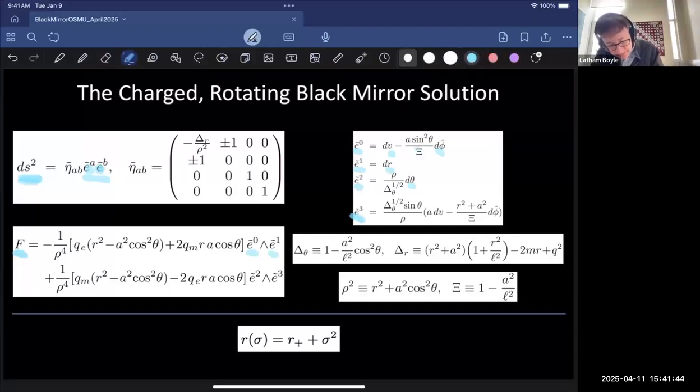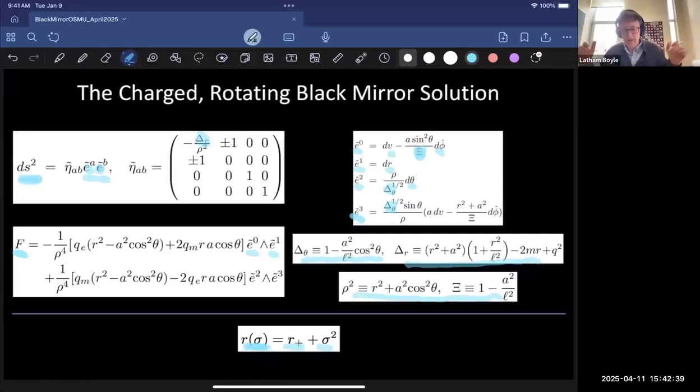These functions, delta sub theta and delta sub r, appearing in the metric, are defined as usual. These are familiar functions from the Kerr-Newman solution of the black hole. So far, this is all expressed in the analog of Eddington-Finkelstein coordinates, R and V. And now to get the black mirror, we just have to do, again, the final extension, which is to switch from R to sigma, as we did before. So in the general case, the extension from R to sigma is just R is equal to R plus the radius of the horizon of the black hole in Boyer-Lindquist coordinates, plus sigma squared.